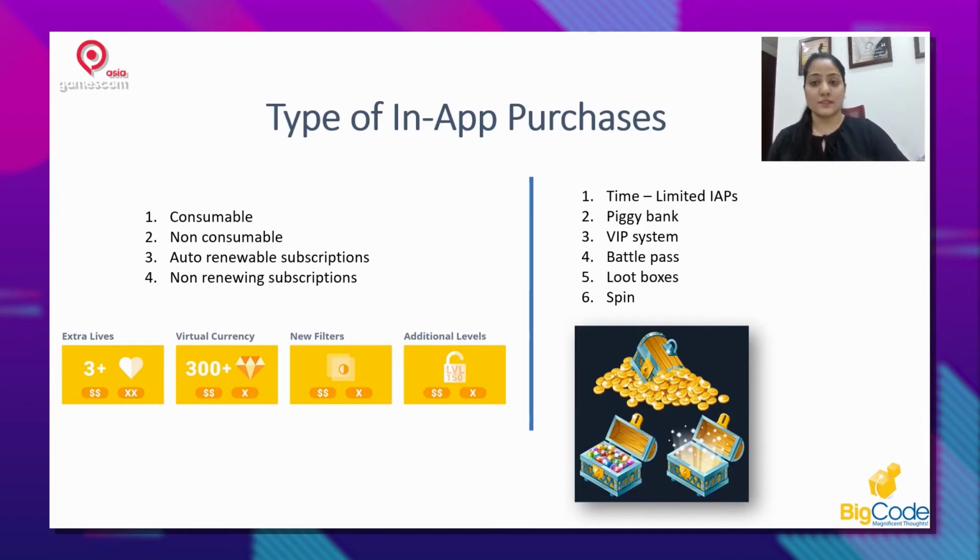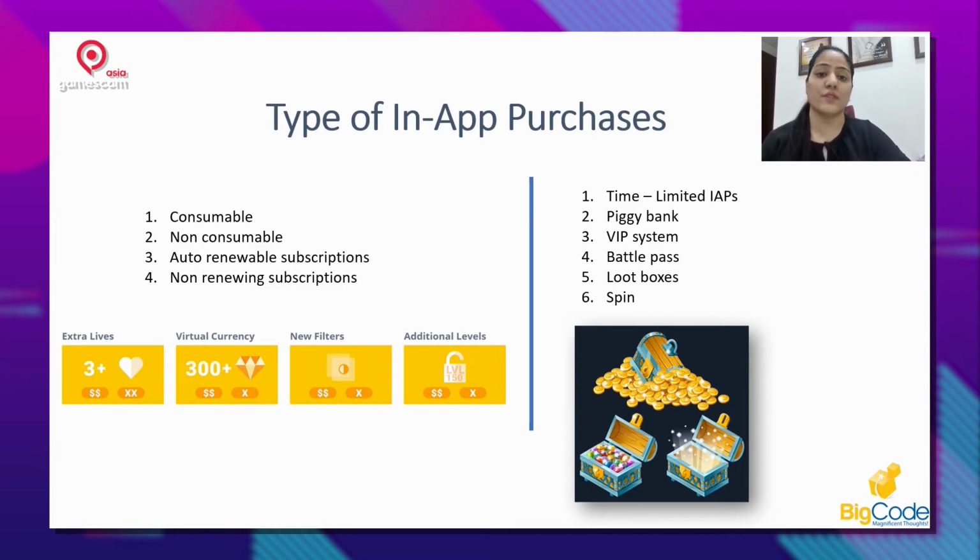Coming to non-consumable in-app purchases, they are the permanent ones. For example, a user unlocks levels, or buys a new skin, new filters, a new character, new weapons, anything it could be. Once it is purchased, it is there forever. And the third one is auto-renewable subscriptions and non-renewing subscriptions. These are the subscription-based in-app purchases.